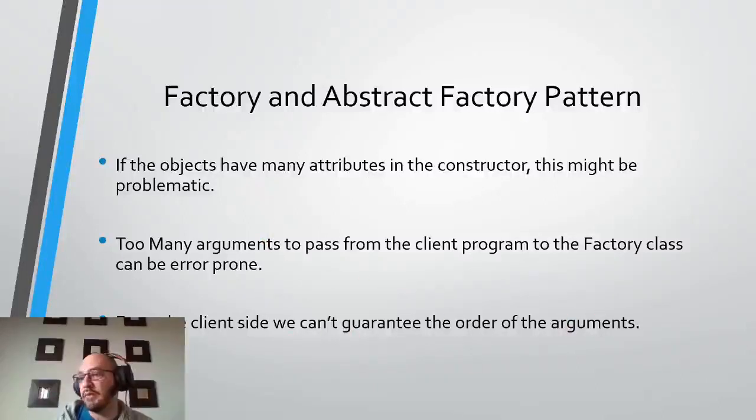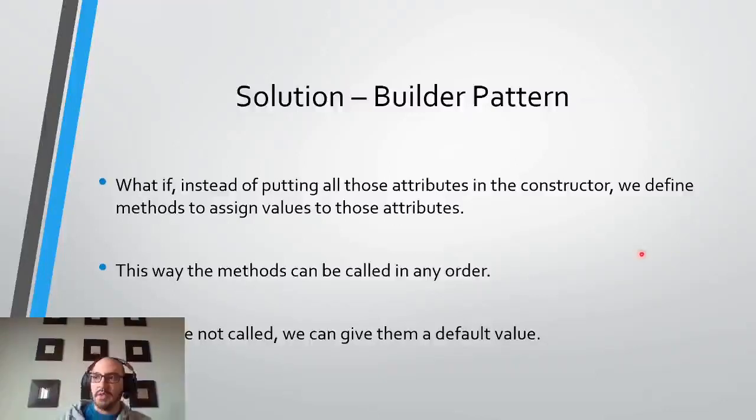So that's exactly what we're going to have a look at with the builder pattern. The solution is: what if, instead of putting all the attributes in the constructor, we define methods to assign the values to those attributes? This way, any of the methods can be called in any order. So I don't need to pass in the attributes in the constructor in a particular order, but I can just call the methods of the attributes that I want to set in any order, because I'm calling methods independently. And if some of the methods are not called, we can define default values for them. And that's what the builder pattern is going to be.